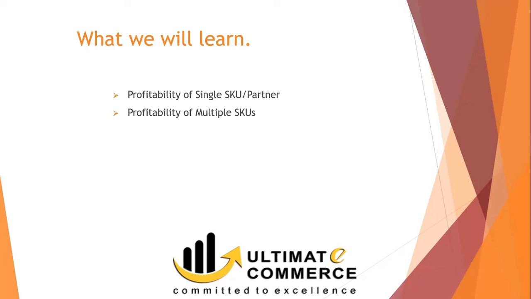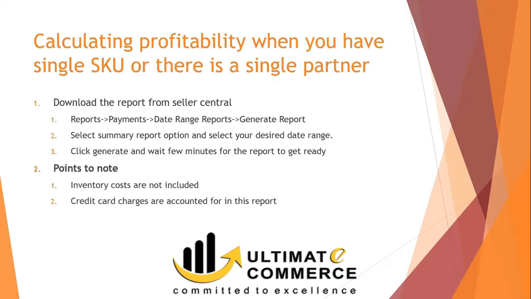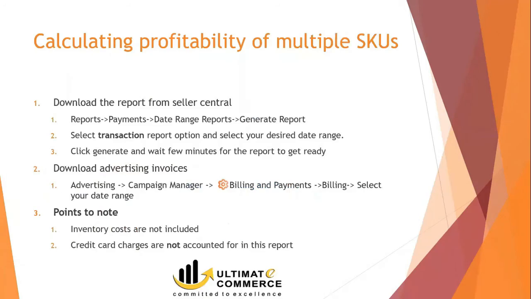So let's get started. First, we will calculate how you can check the profitability, how much money you are making from your Amazon account if you have a single SKU or you are the only partner in the business. So you need to download a report. Go to Amazon Seller Central and then reports, click payments, then click date range reports and generate the report. Let's see how it looks.